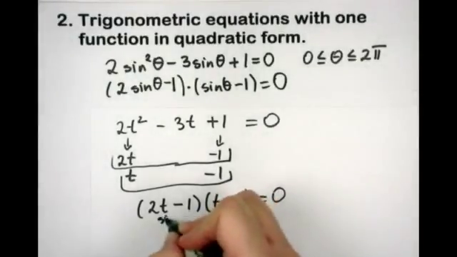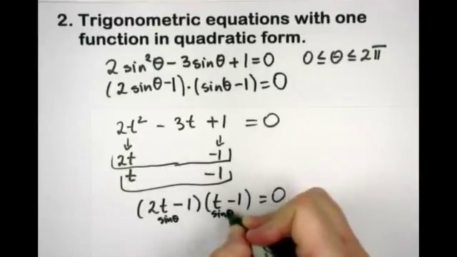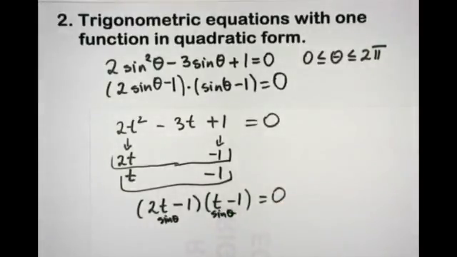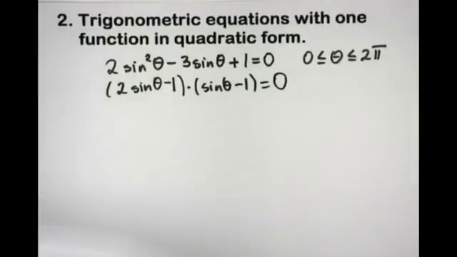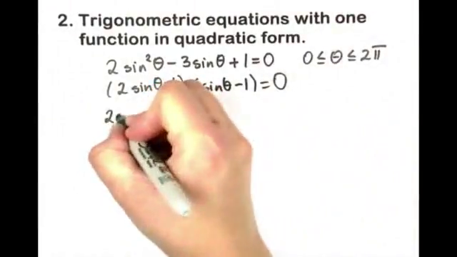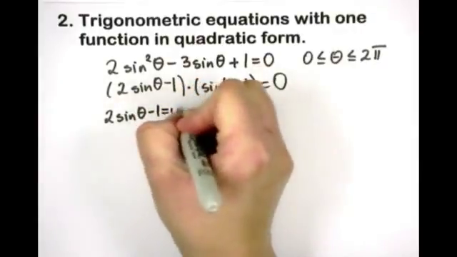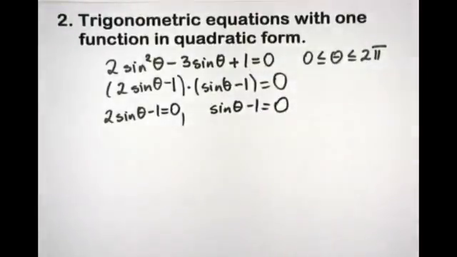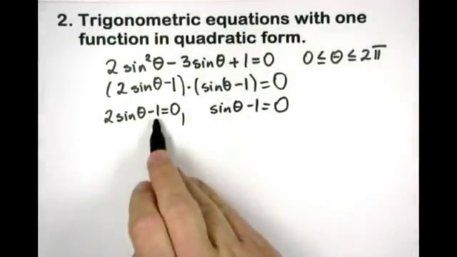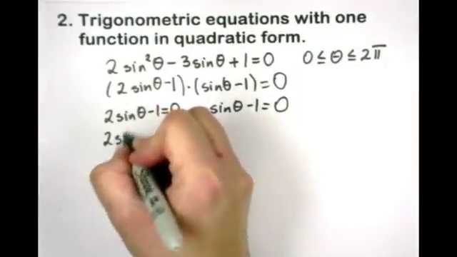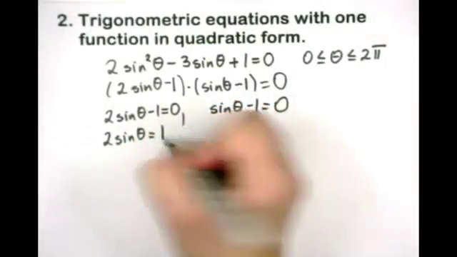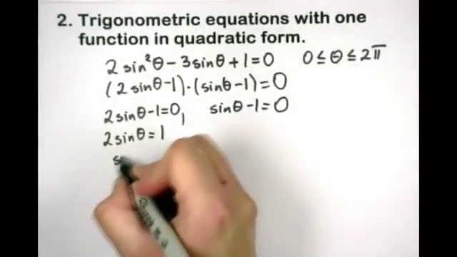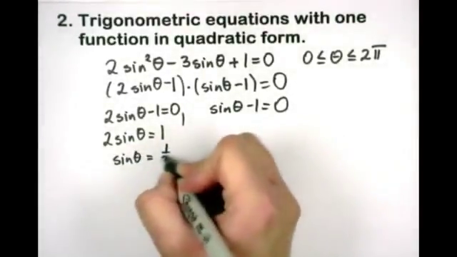T was sine theta. Okay, so once we factored this out, then we take each bracket to 0. So we take 2 sine theta minus 1 to 0, and we take sine theta minus 1 to 0, and then solve it. Then we get the basic equation. Bring this over. So we have 2 sine theta is 1. Divide by 2. So sine theta is 1/2.